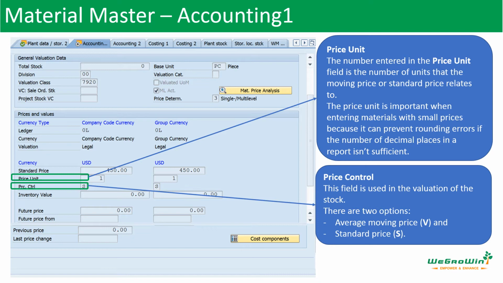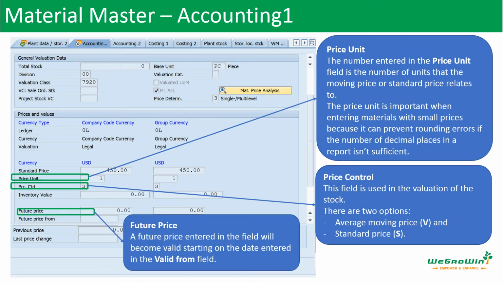Next, we talked about the standard price and the moving average price, right? So standard price and moving average price we'll be discussing after discussing the future price. Future price is the price that can be changed in future. In future, what should be the price of the material and from which date it is applicable, to define that, the future price is used.